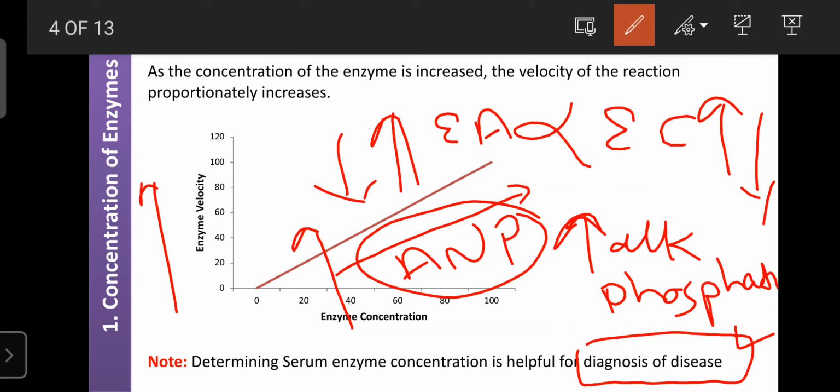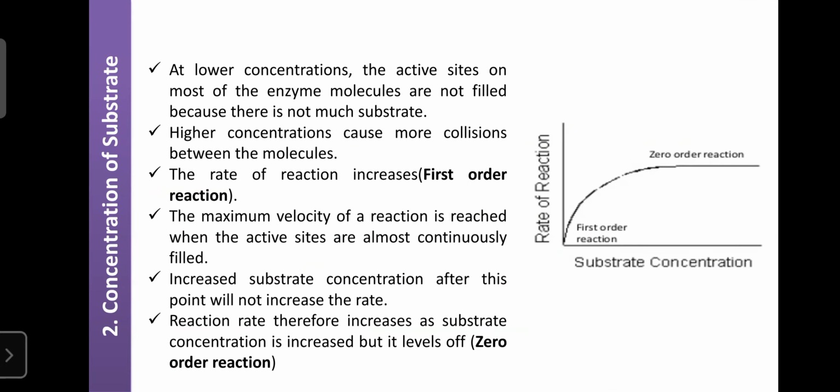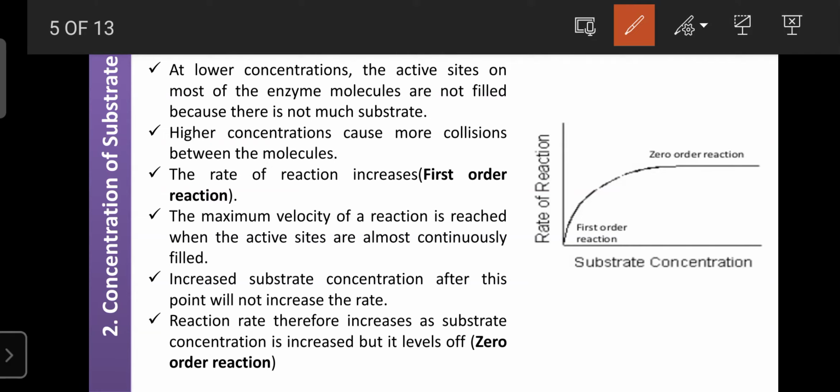But the enzyme velocity, the reaction rate, is directly proportional to the concentration of the enzyme. That's why the rate of biochemical reactions mainly depends upon the concentration of the enzymes. The second one is the concentration of substrate. The substrate is the substance subjected to catabolic reactions by an enzyme, and such substances or molecules are known as the substrate. The rate of reaction also depends upon the substrate concentration.